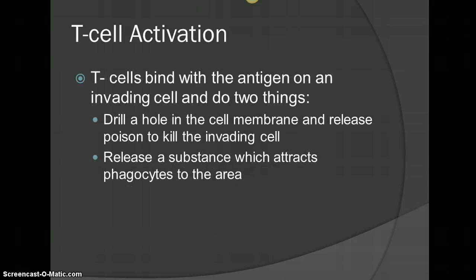Once it gets it, it's going to invade the cell by doing two things. It can drill a hole in that cell membrane, just a reminder from freshman bio, that would have to be a bacteria cell because viruses don't have those, or it could be like a fungus or something, and release a poison to kill the invading cells. So we'll actually go in there and kill those invading cells. It can also release a substance that attracts those phagocytes to the area, so those macrophages.